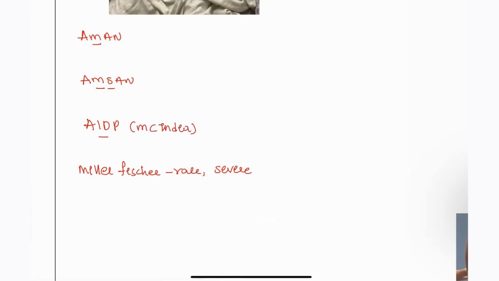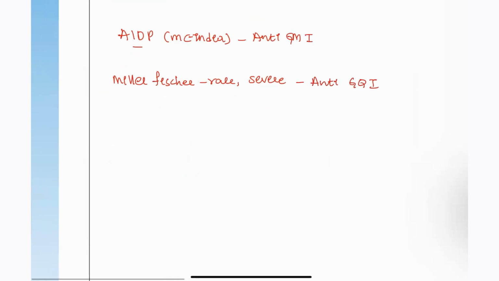And what are the antibodies involved here? Anti-GD1, and here also anti-GD1 is the most common. And the most common in India is associated with anti-GM1. Severe Miller-Fisher will be associated with anti-GQ1. These are the things that you have to remember.